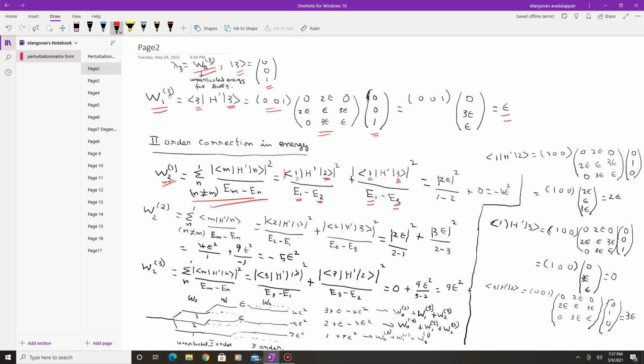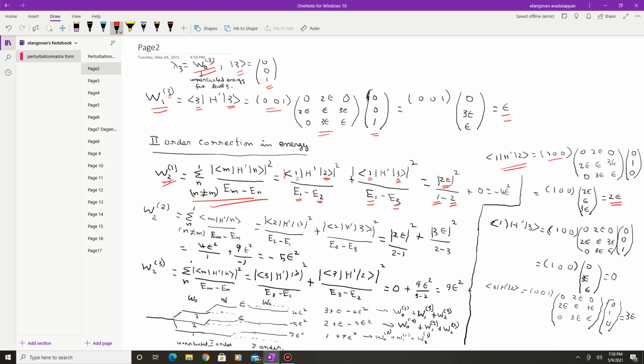Now you substitute the value of bra 1 H prime ket 2. This is the bra vector 1, H prime, ket vector 2. Once we multiply these values, we will get 2 epsilon. So you substitute here mod square of 2 epsilon divided by E1, which we have already calculated, is 1. So E1 is 1, and E2, the second level energy, is 2. So 2 epsilon mod square divided by 1 minus 2.